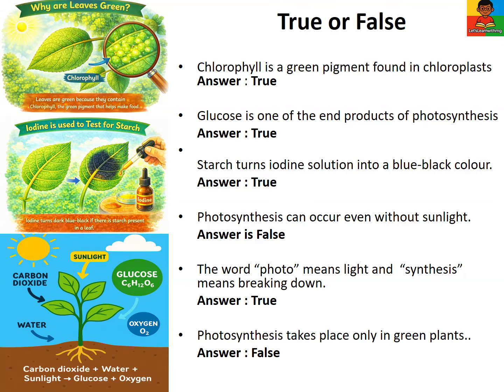Answer: false. The word photo means light and synthesis means breaking down. Answer: true. Photosynthesis takes place only in green plants. Answer: false.